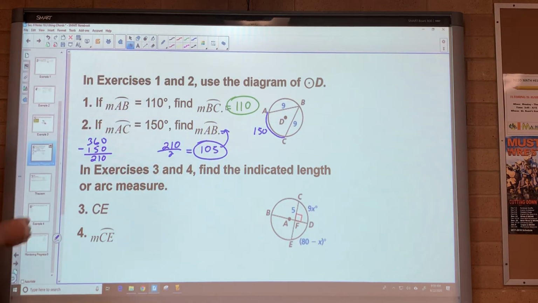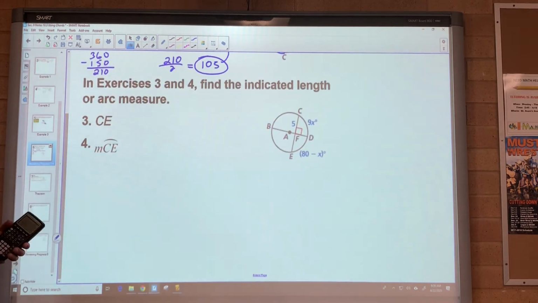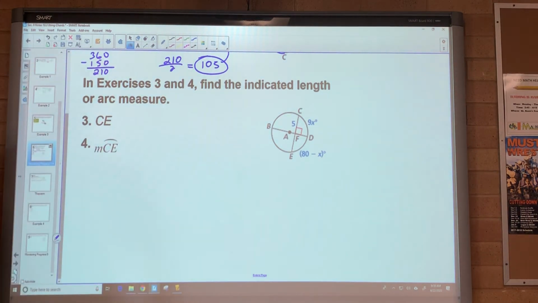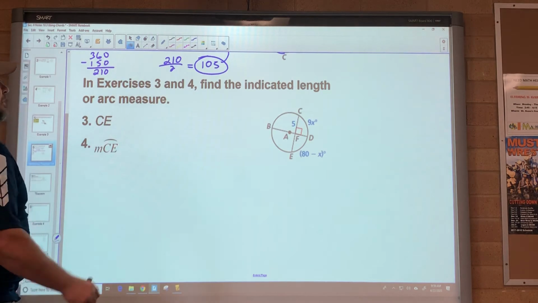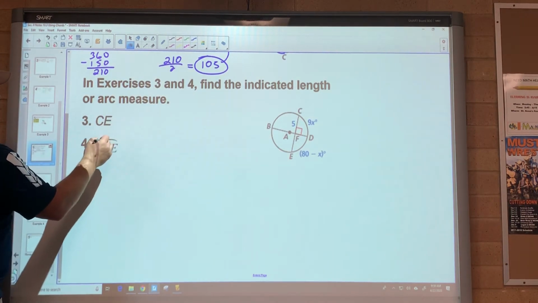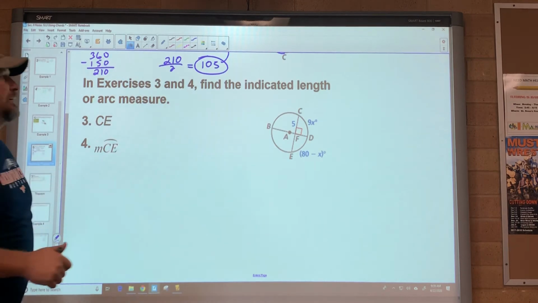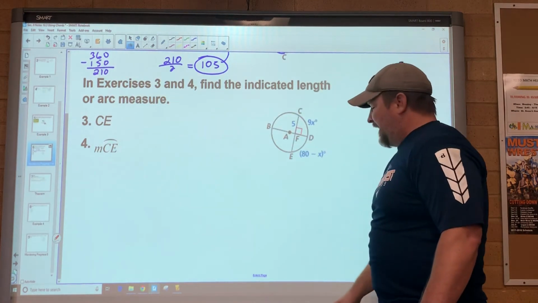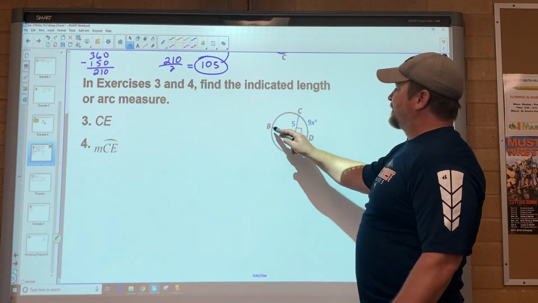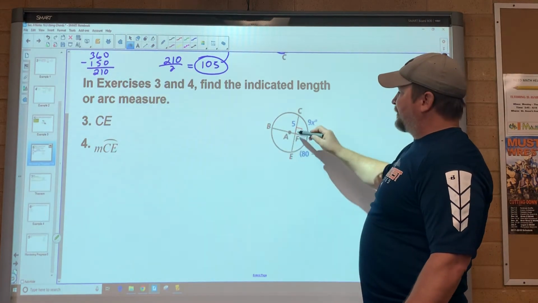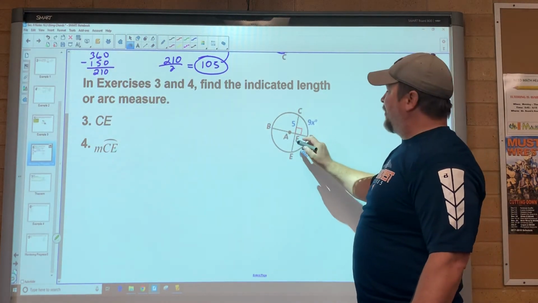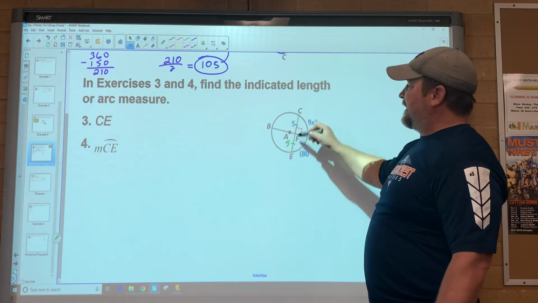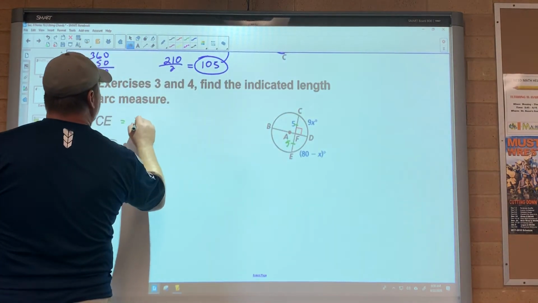Okay, let's move down to this one. It says in exercises 3 and 4, find the indicated lengths or arc measures. The length they want us to find is C to E. Now I know it's a segment because there's no measurement above it, there's no lines, there's nothing. So it's segment CE. So segment C to E is this distance here. Well, let's take a look at our picture. We know on our picture that this is a diameter and this is a chord. It's got a 90 on it, so we know that this segment is congruent to that segment. If that's 5, this is 5, and then CE would be a total of 10.